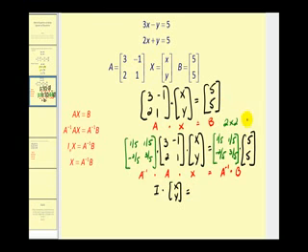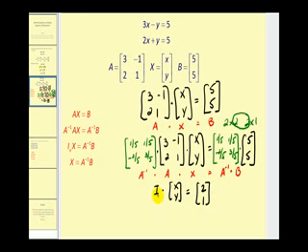This is a 2 by 2 and this is a 2 by 1, so we can multiply those two and the result will be a 2 by 1. So row 1 times column 1, 1/5 times 5, that'd be 1, plus 1/5 times 5, that would be 1 as well. 1 plus 1 would give us 2. Now we'll multiply row 2 by column 1, negative 2/5 times 5, that's negative 2, plus 3/5 times 5, that would be 3. So negative 2 plus 3 would be positive 1.